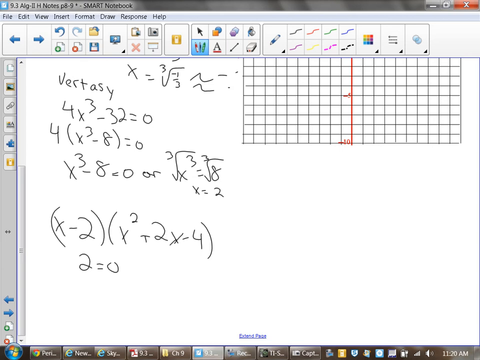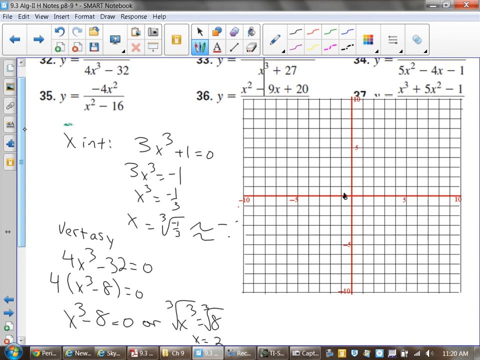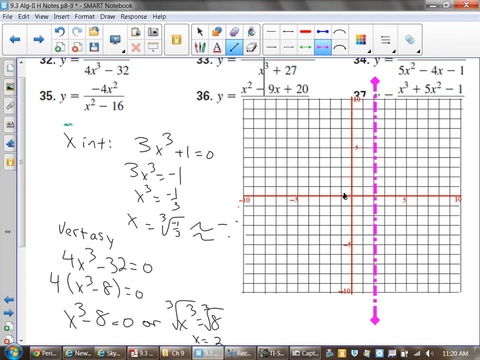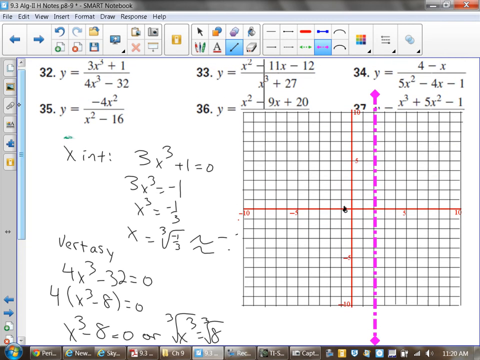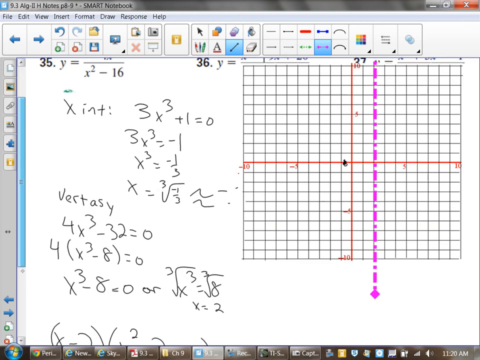All right, so now I have a vertical asymptote at 2. I solve my denominator for 0. Vertical asymptote at x equals 2. So as I'm going into this, I know I've got the asymptote at 2, a 0 at the cube root of negative 1/3. And then the last bit was my m's and n's. They're equal, so where's your horizontal asymptote? 3/4.